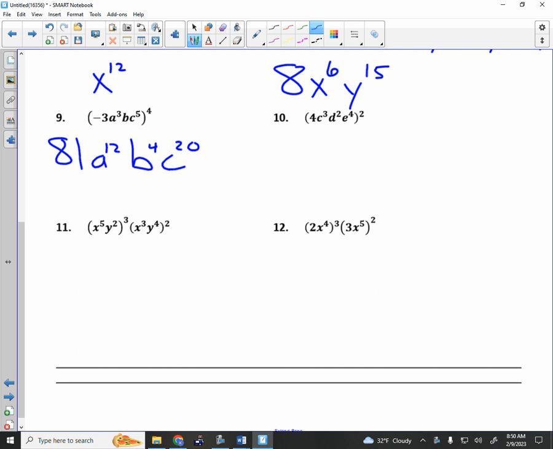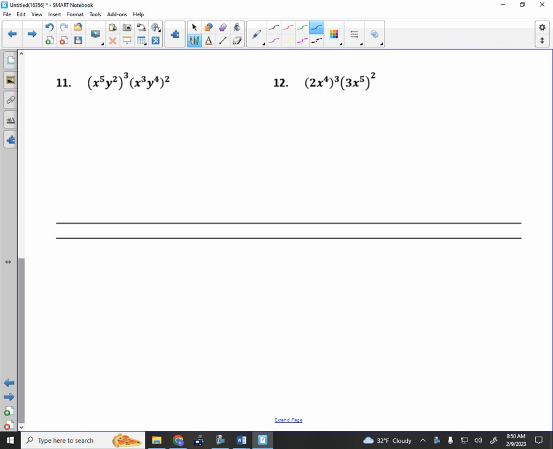It looks good. All right, I've got 16, c to the 6th, d to the 4th, e to the 8th. We all good there? Okay, let's try two that are a little bit more challenging. What makes 11 different from the other two? Yeah, there's two different monomials. I'm taking one to a third power and one to the second power. And after that, I multiply them together.